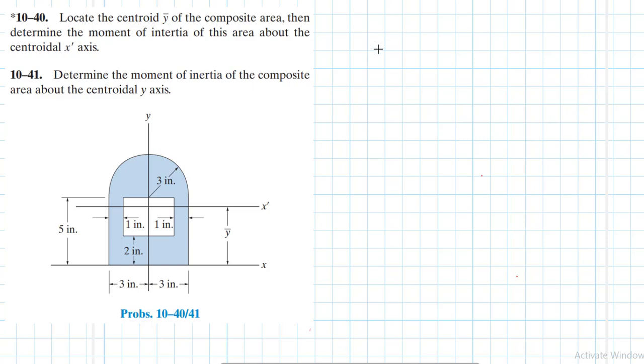Hello, I welcome you all to this another interesting screencast where we're going to be solving this engineering mechanics problem, and it reads: locate the centroid y bar of the composite area, then determine the moment of inertia of this area about the centroidal x prime axis as well as the centroidal y axis. This problem is coming from the Engineering Mechanics Statics textbook, 13th edition by R.C. Hibbeler. So here we are being asked to find the centroid.